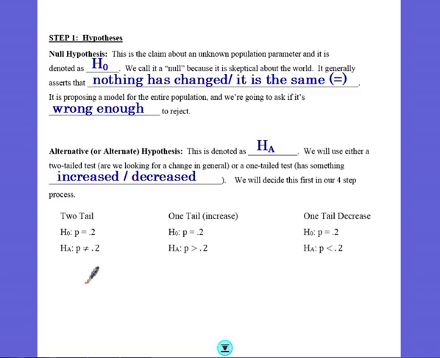So the one thing I want to point out to you is that the null here, if you notice, the null is always equal to, and that will always be true. Notice I'm not saying it's less than or equal to, or greater than or equal to. I'm just saying it's equal to. And that will always be true for the null. So always think your null hypothesis will be equal.